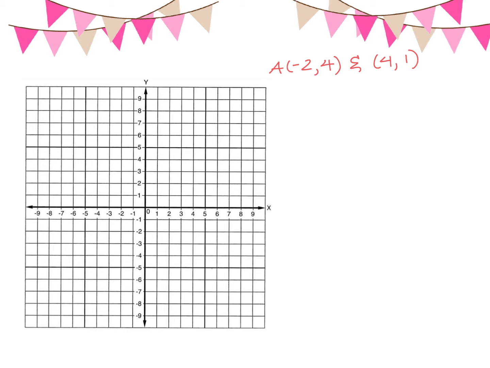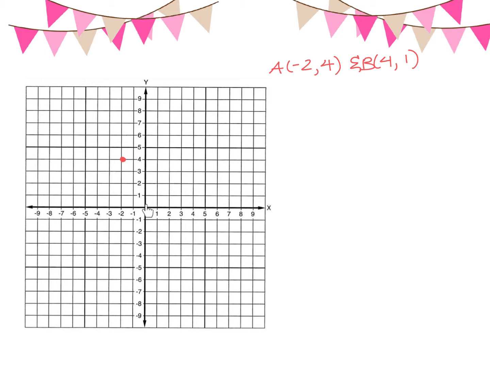Given the points A (-2, 4) and B (4, 1), what you want to do is start at the origin, go over -2 to the left, so 1, 2, and then up 4: 1, 2, 3, 4. Put a point right there.